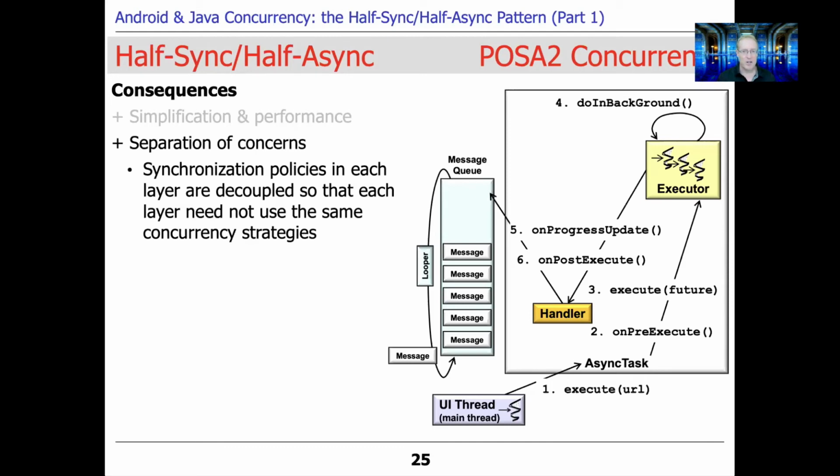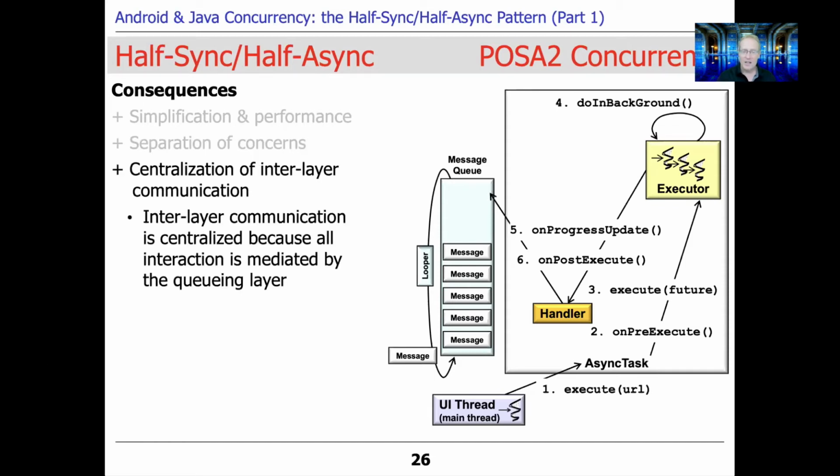There's also a nice separation of concerns, which is a benefit. So you can have synchronization policies in the different layers decoupled from each other. So they don't have to use the same concurrency strategies. They don't have to use the same synchronizers. They can do whatever's right for their layer in the most optimized way. Another nice benefit of this is we can centralize communication between the layers because all their interactions can be mediated by this queuing layer, which usually just has one queue, as we do here, but it could in fact have multiple queues.